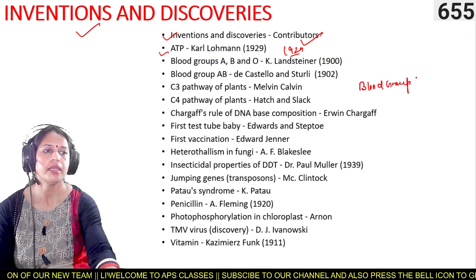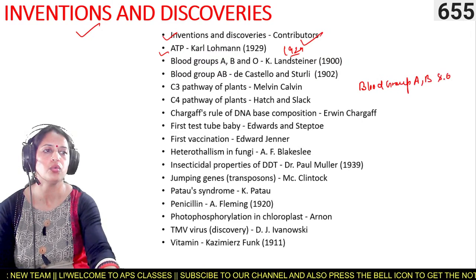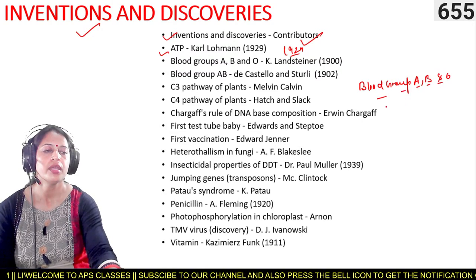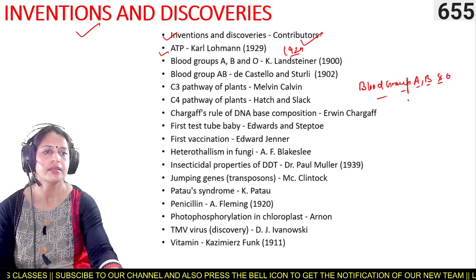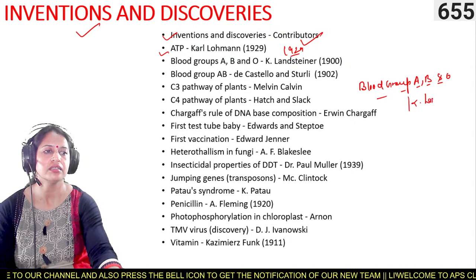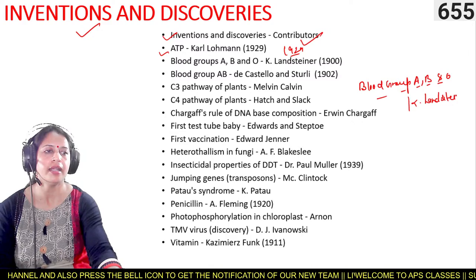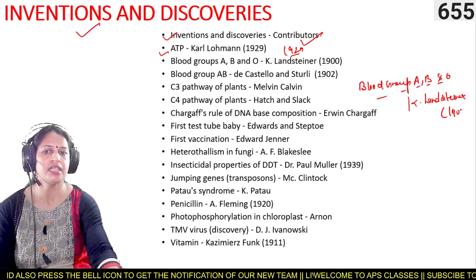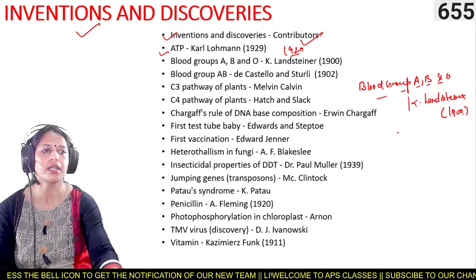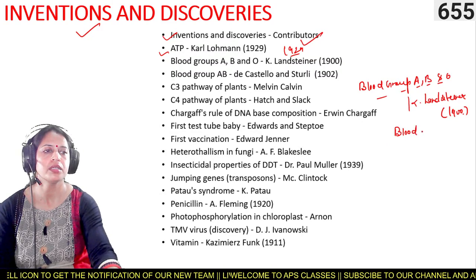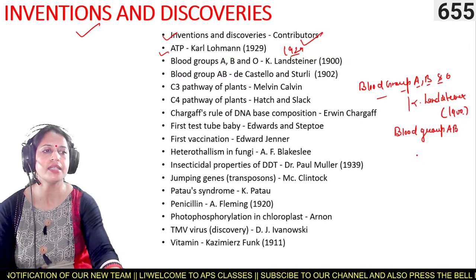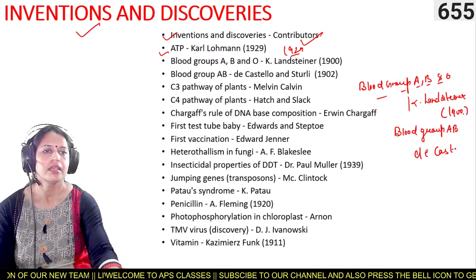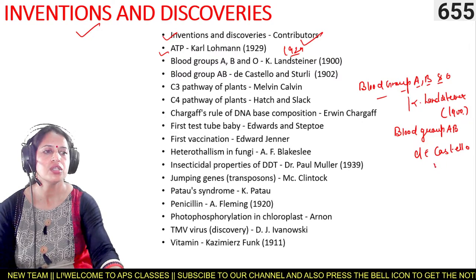Next is blood groups A, B and O. The discovery regarding blood groups A, B and O is by K. Landsteiner in 1900. Next is blood group AB, discovered by Decastello and Sturli in 1902.